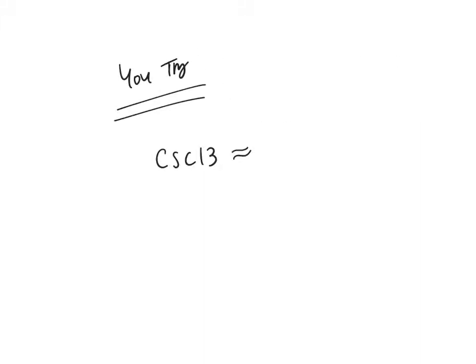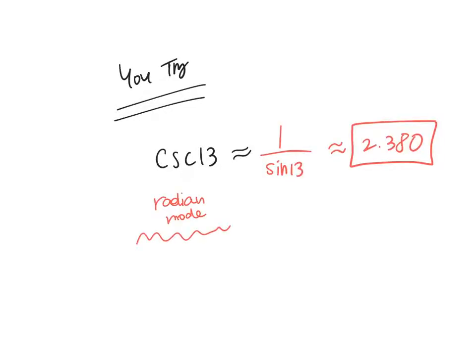Let's have you try this problem. Find cosecant of 13 rounding to the nearest thousandth. The correct answer is 2.380. Make sure you are in radian mode because you don't see that degree symbol. And cosecant, it's the one that starts with C, therefore it has to do with sine. You have to put it as reciprocal, so 1 over sine of 13.